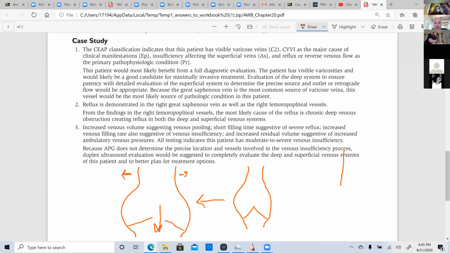All testing indicates this patient has moderate to severe venous insufficiency. Because APG does not determine the precise location and vessels involved in the venous insufficiency process, duplex ultrasound evaluation would be suggested to completely evaluate the deep insufficient systems. So yeah, plethysmography.